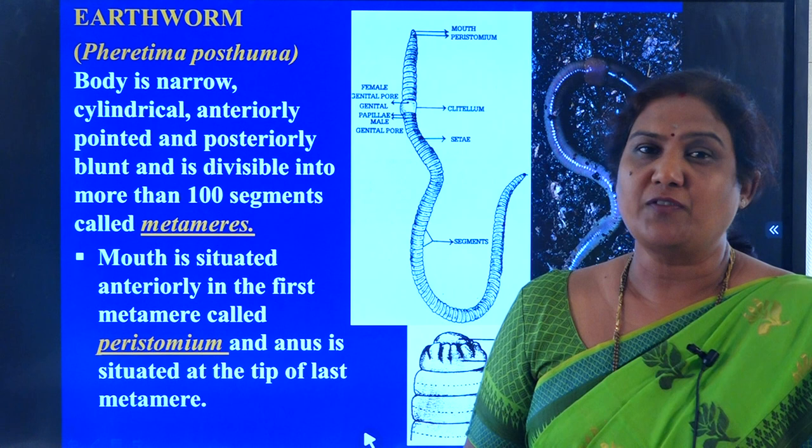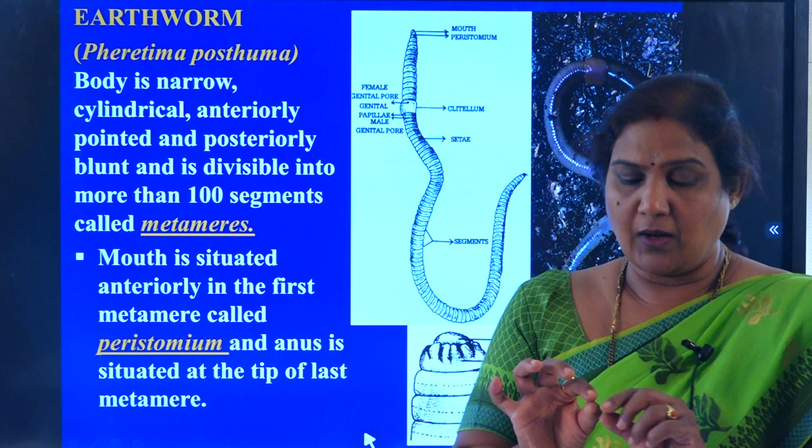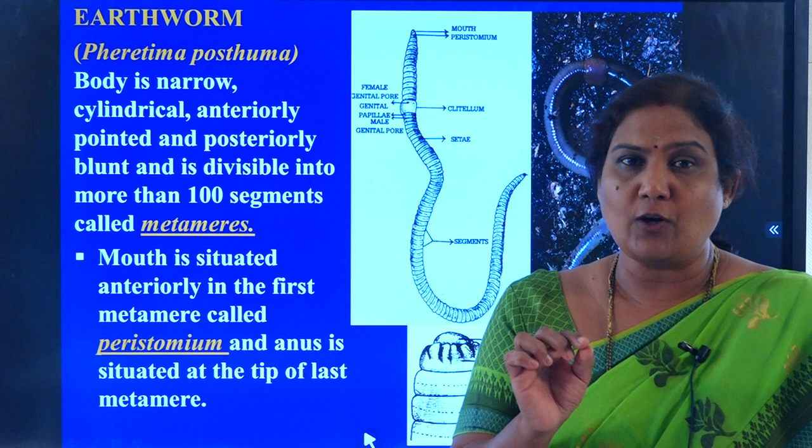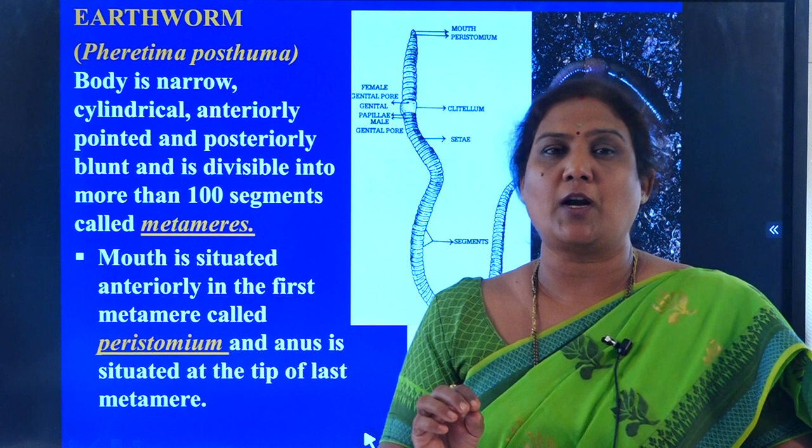That is, when we look along the main axis, the body parts are repeated linearly. If you open one segment, what do you find? You would find a digestive system, and also a blood vessel is present there. Open the next one, and you find the same there too. So there is linear repetition of similar body parts along the main axis.